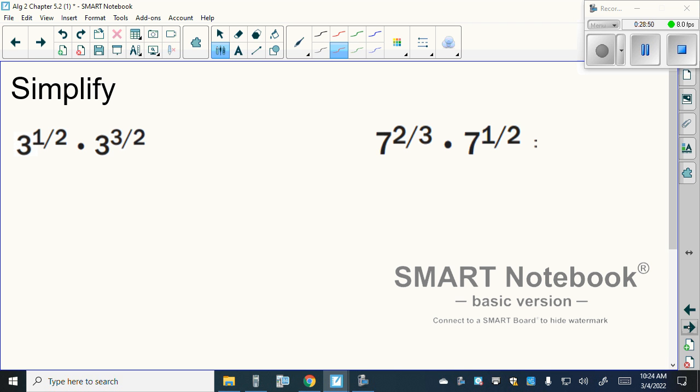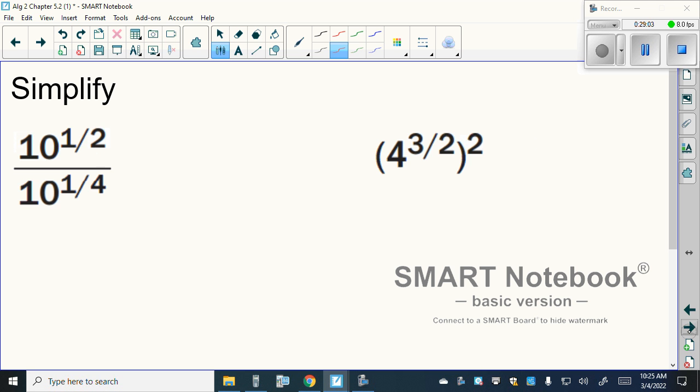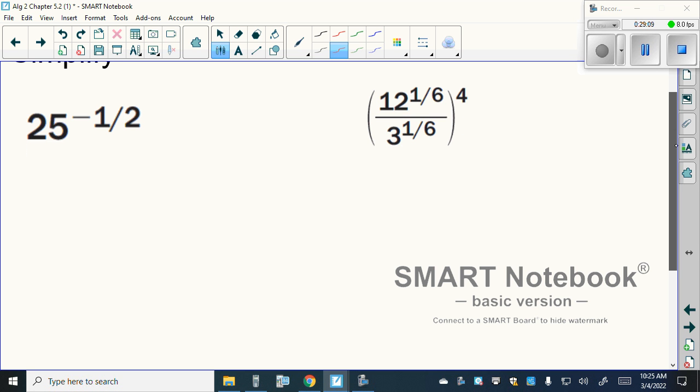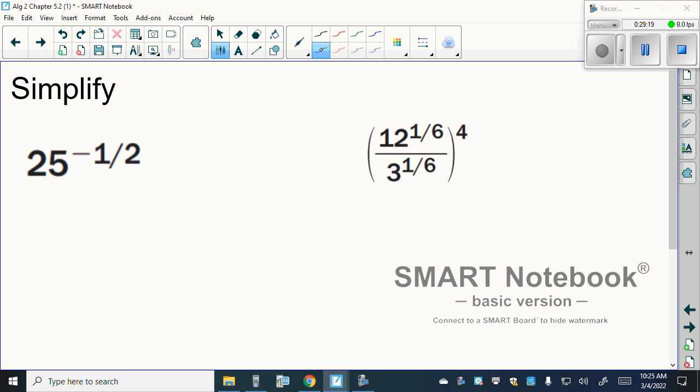So we still have 15 minutes left of class. I have more of these that we can do. Simplify 25 to the negative 1/2. Now, to make that exponent positive, we have to move it from the numerator to the denominator.